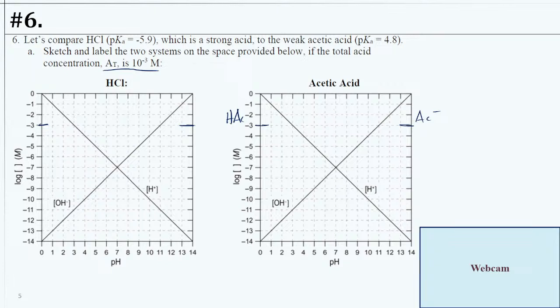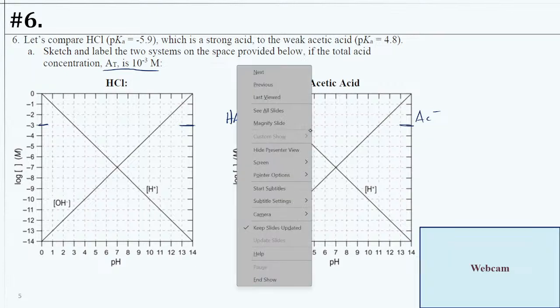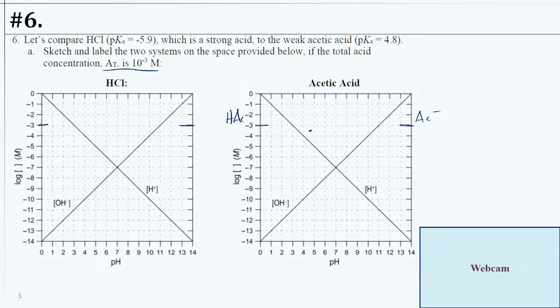And then where do they meet? Well, pKa 4.8, so pH 4.8 is where they're going to meet. And it's about a third of a log down. So it should look something like that. So we can draw these something like, well, that dot disappeared.